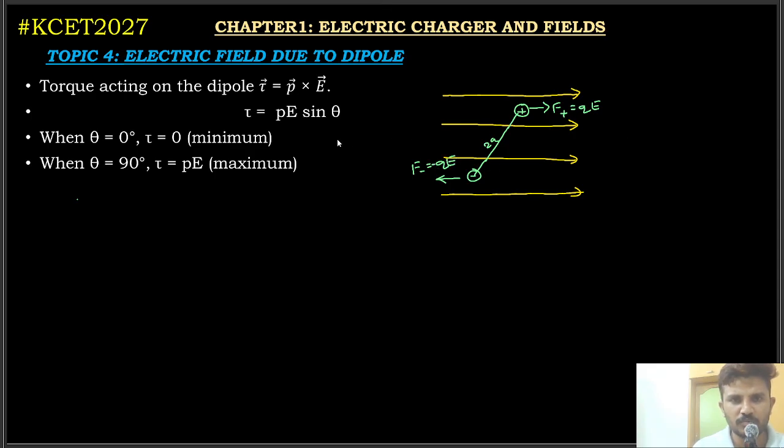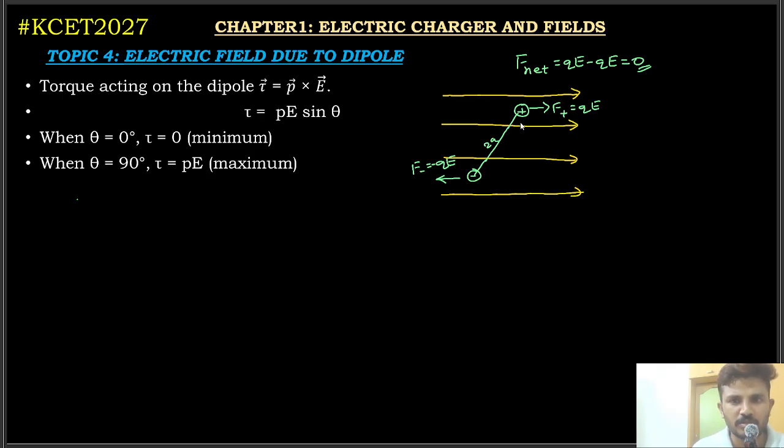So if we take the net force experienced by the dipole in a uniform electric field, the positive charge gives QE and the negative charge gives minus QE, that will be 0. Do remember, the net force acting on the dipole placed in a uniform electric field is 0.